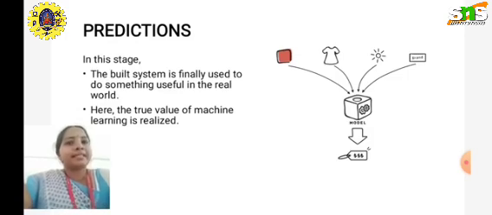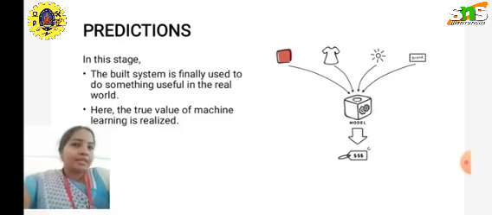And then this is the last stage, where the system we have built is finally used to do something useful in the real world. Here the true value of machine learning is realized. Again, the training dataset and testing dataset will go away. We will not use them further. What we are going to do now is in a real-time environment. The model is going to predict a new value based on the previous datasets from which it was trained. Here the true value of machine learning is realized.